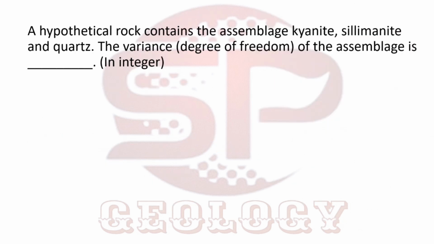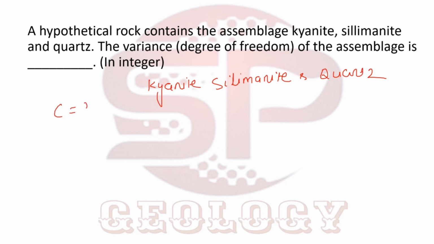Next, a hypothetical rock contains the assemblage of kyanite, sillimanite, and quartz. We have to calculate the variance, or degrees of freedom, of the assemblage. There are three minerals here, so the number of phases will be 3.